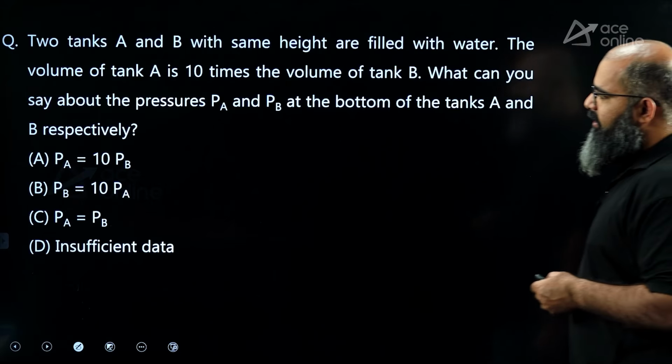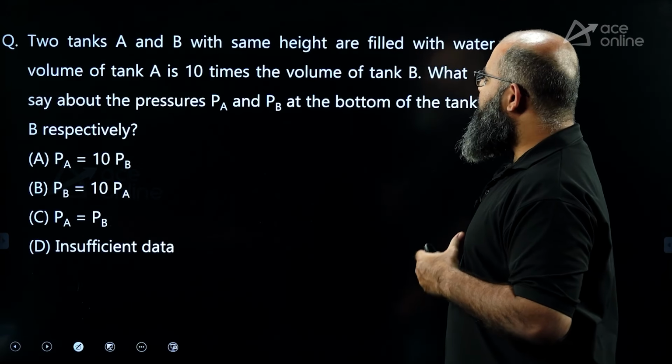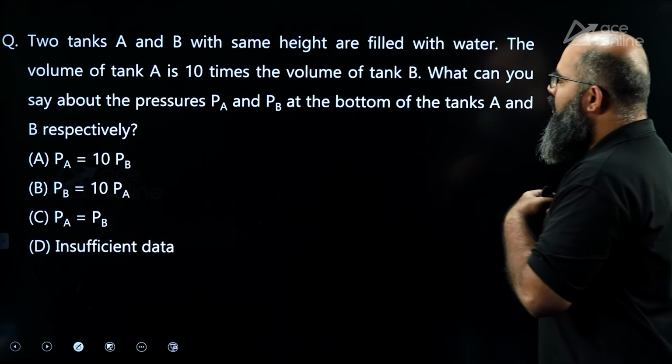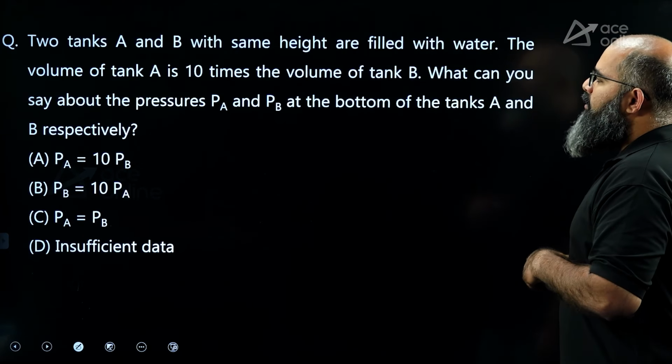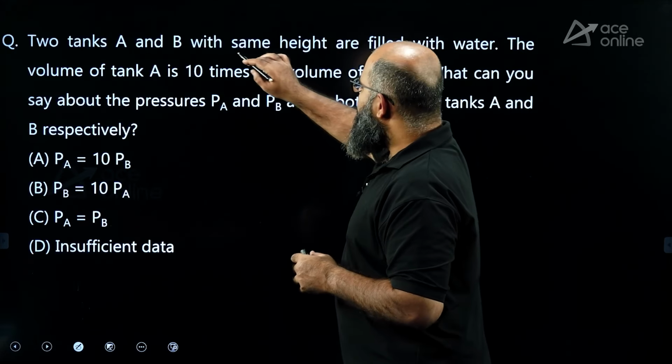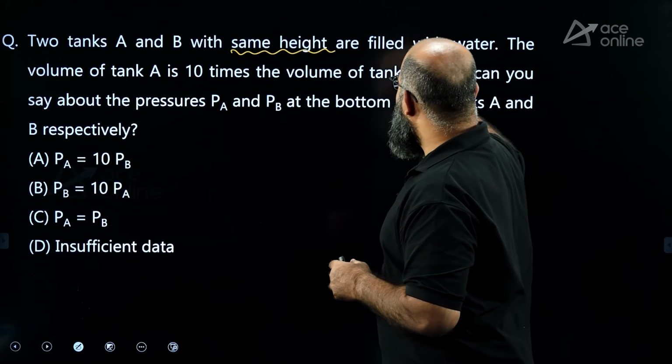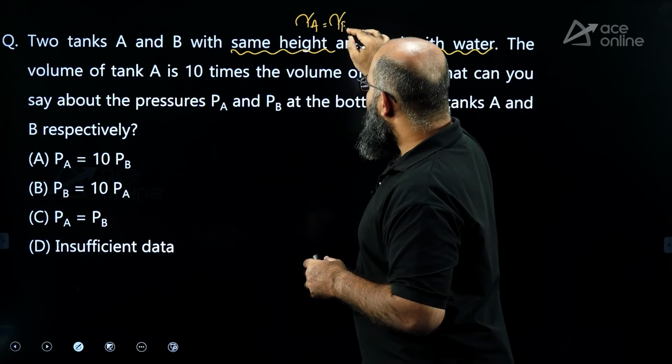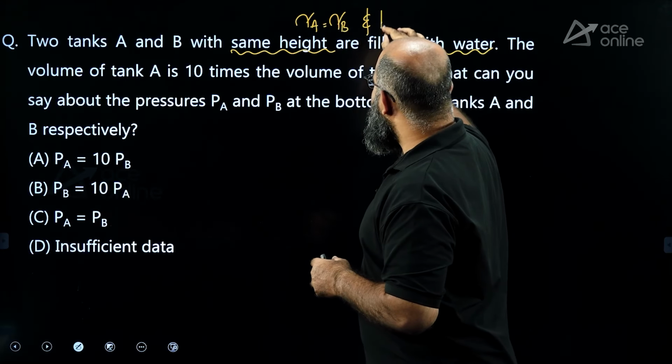Next question over here. The question is saying two tanks A and B of same height are filled with water. The volume of tank A is 10 times the volume of tank B. What can you say regarding the pressure PA and PB at the bottom of the tanks A and B respectively? Now you see, they are having same height, completely filled and with water. So gamma A is equal to gamma B and HA is equal to HB.